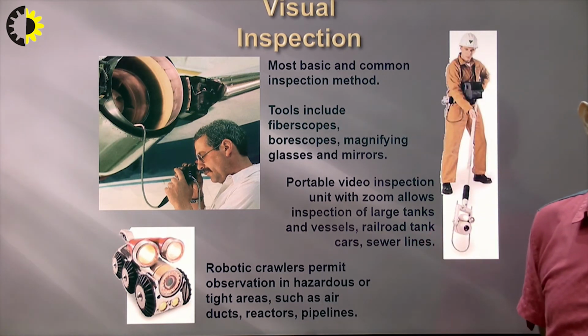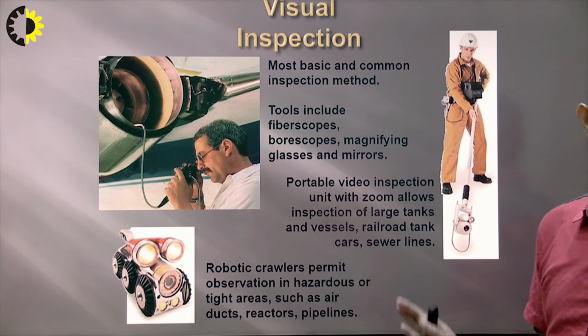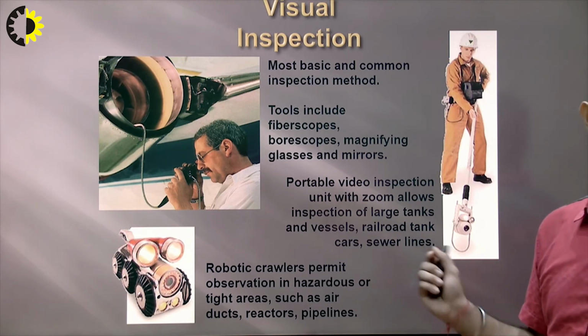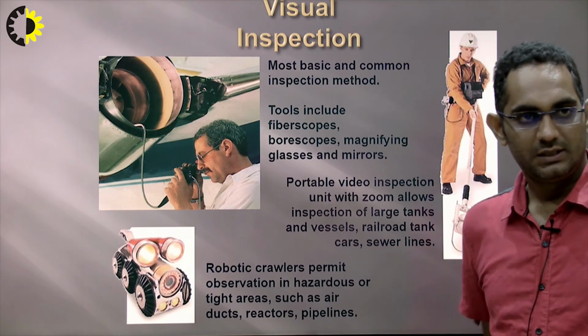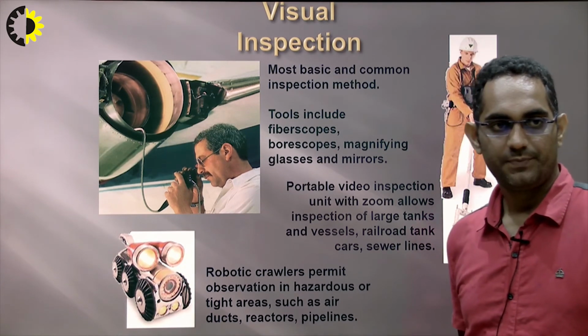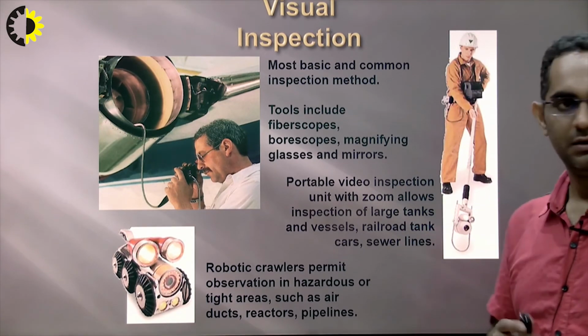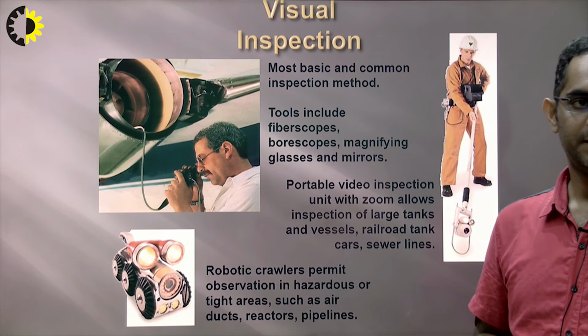And then robotic crawlers permit observation in hazardous or tight areas such as air ducts, reactors and pipelines.